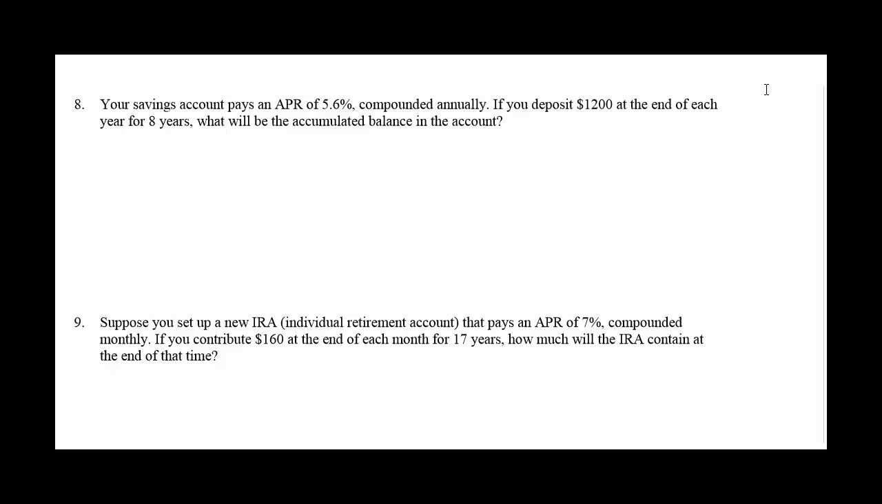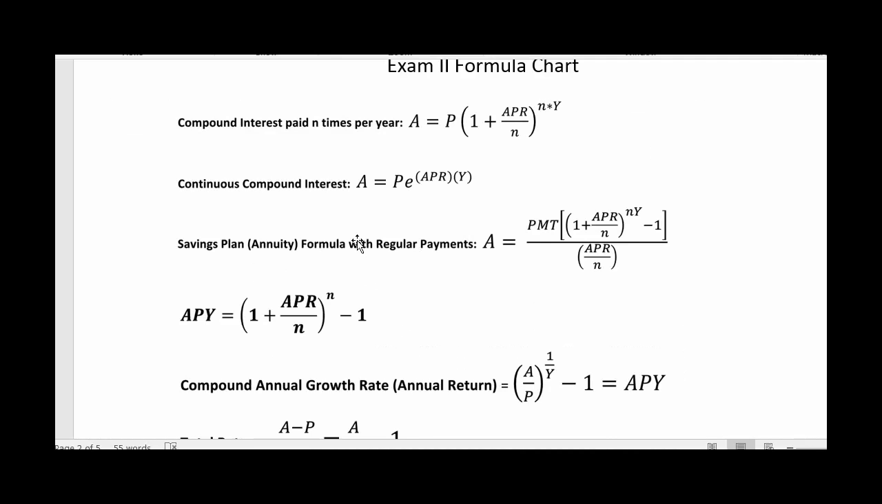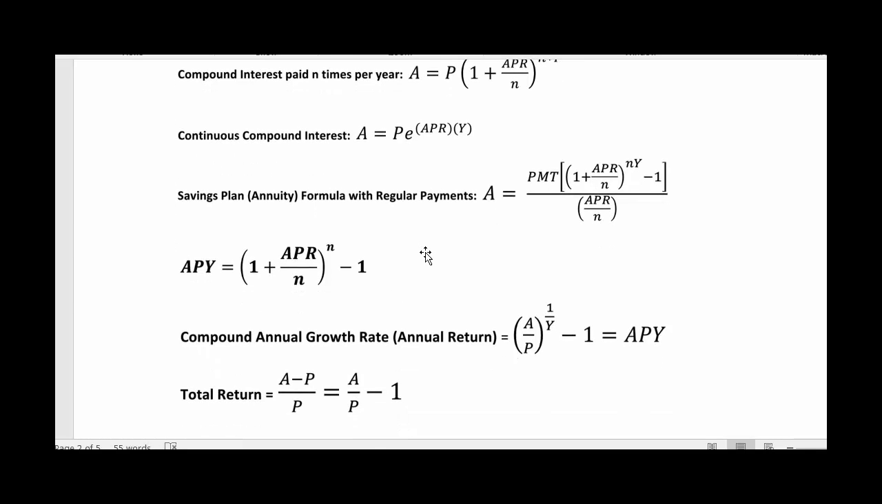Number 8, your savings account pays an APR of 5.6% compounded annually. If you deposit $1,200 at the end of each year for 8 years, what will the accumulated balance be in the account? Okay, so we're actually adding money constantly to this particular account. So here we do need the savings plan with regular payment formula.